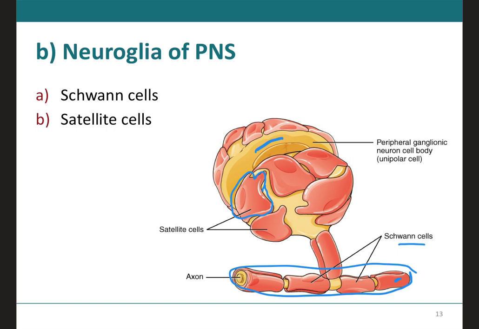And the satellite cells, as you can see over here, surround the cell body of the neuron, and this is a unipolar cell. Remember, the unipolar cell is the sensory neuron that goes, for example, from the tip of your finger all the way to the spinal cord. And where are the cell bodies located? The cell bodies are located on those expansions close to the spinal cord, and those expansions are called the ganglion. So those are where the satellite cells are located. The main function of the satellite cells is to provide structural support to the neuronal cell bodies, and they also regulate the exchange of materials between the neuronal cell bodies and the interstitial fluid inside of the ganglia.